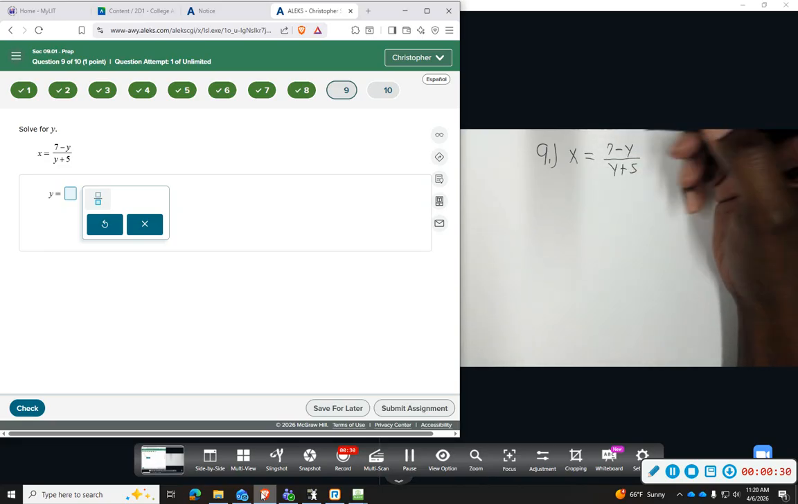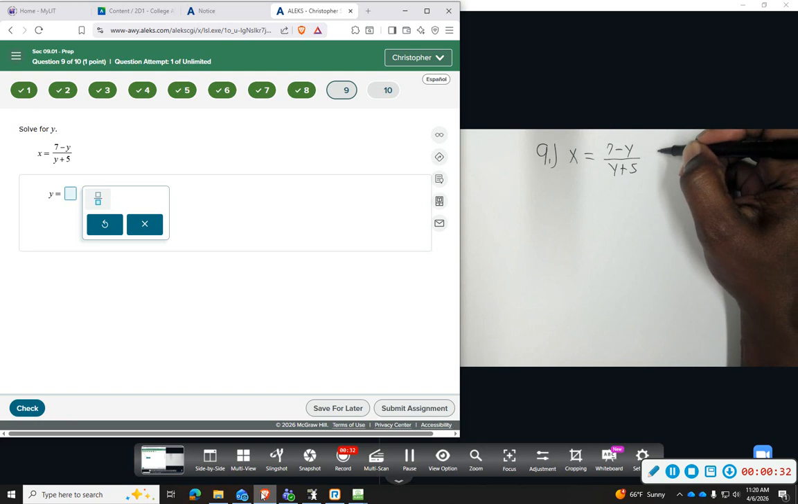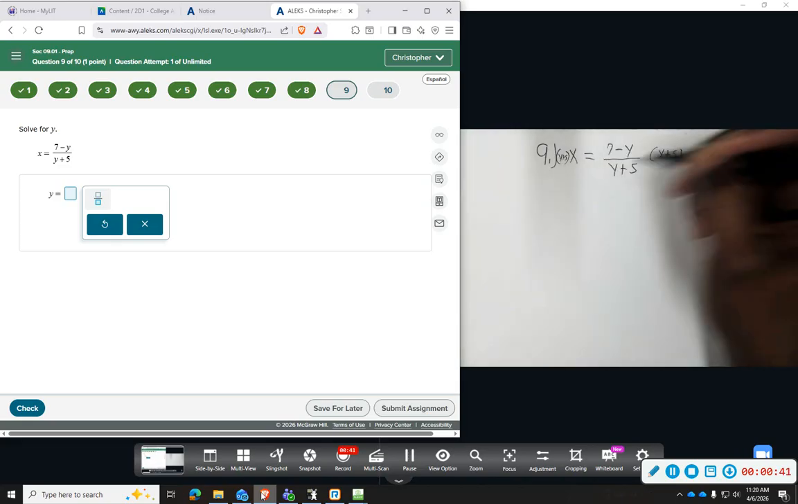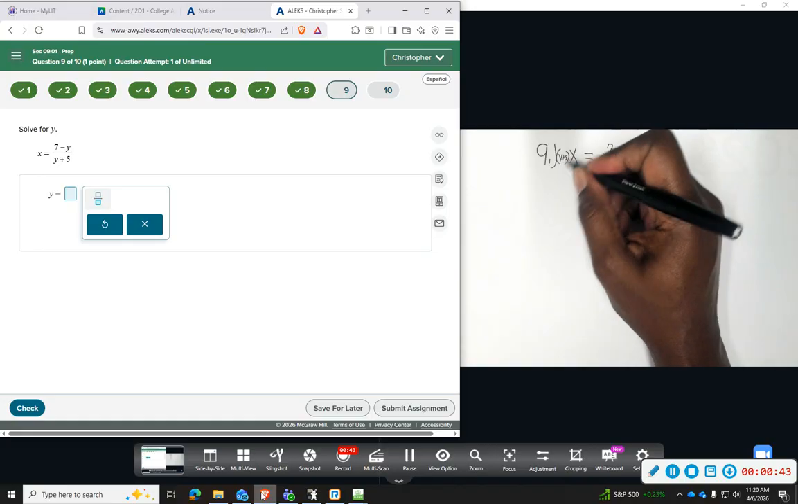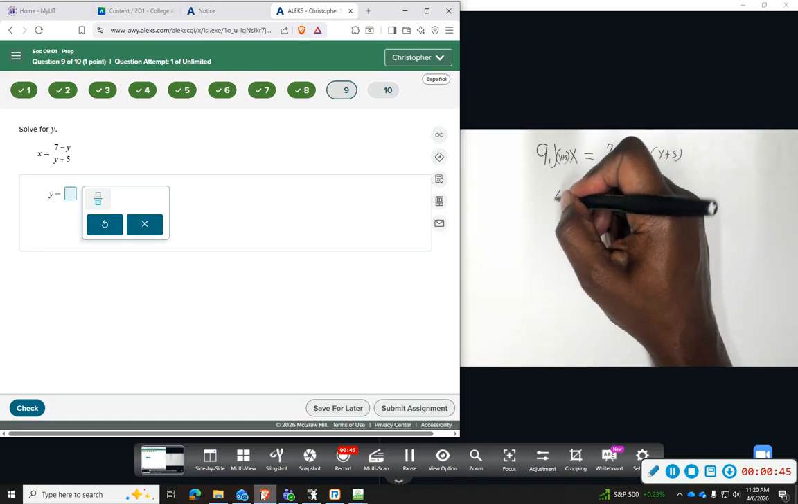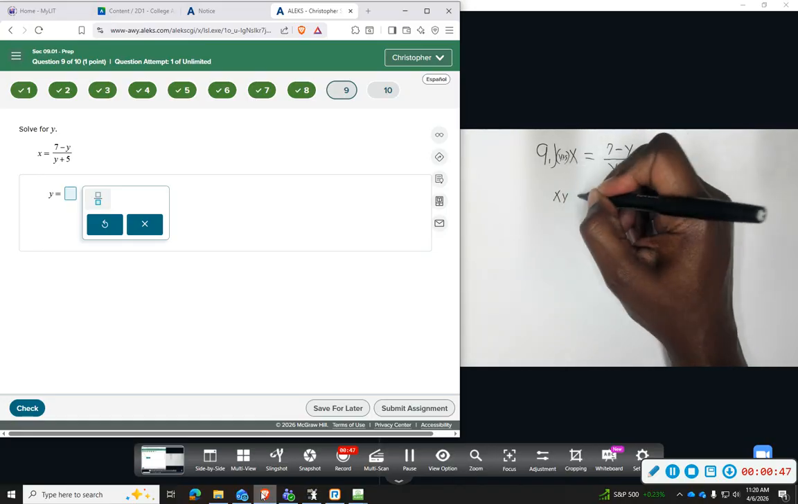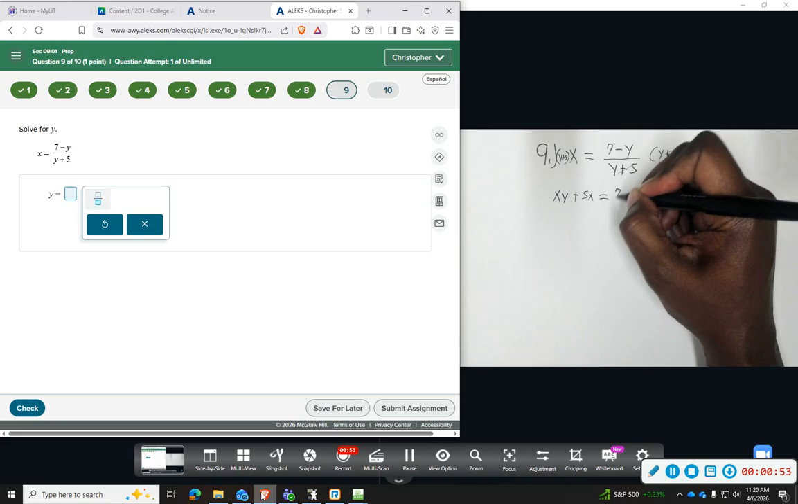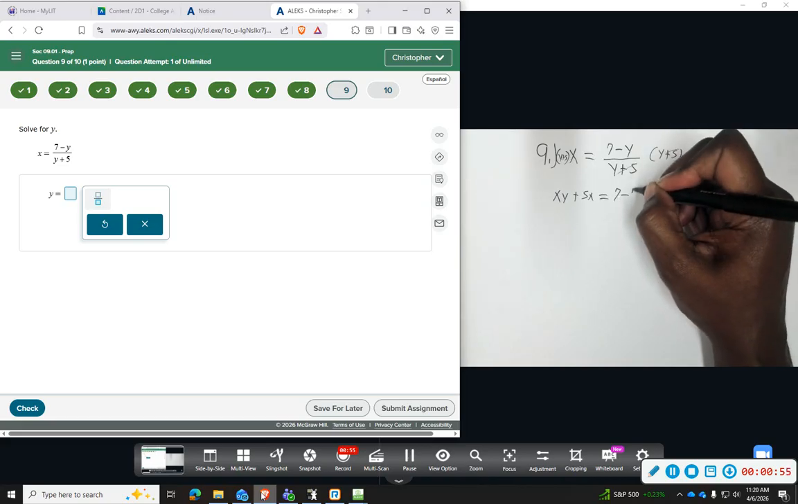the y. So since we have a fraction, I want to multiply by the denominator to get that out of the denominator. Okay, and so over here, distribute that x, this will give me x times y plus 5x equals, that will divide out on the bottom, 7 minus y.